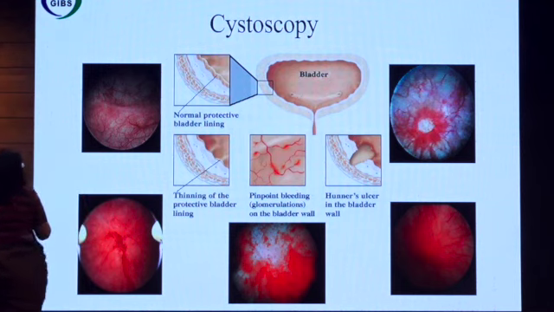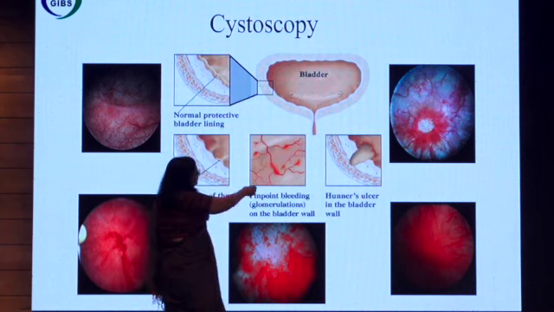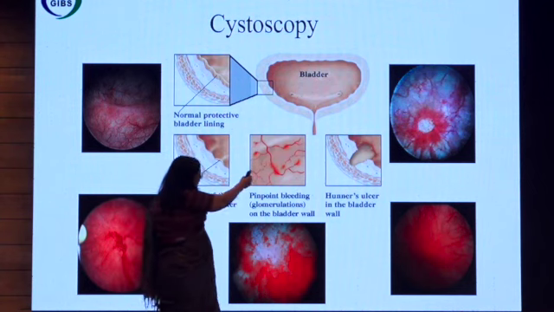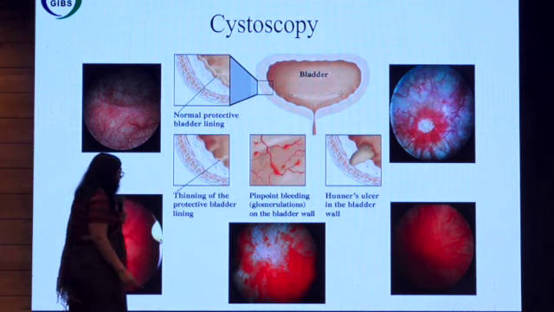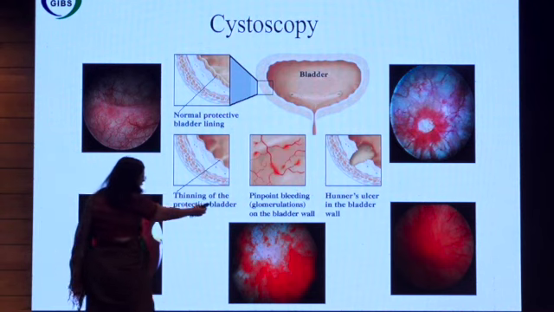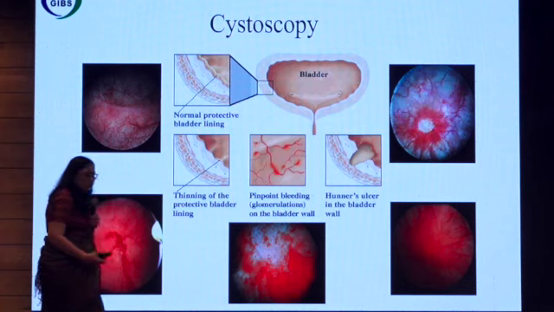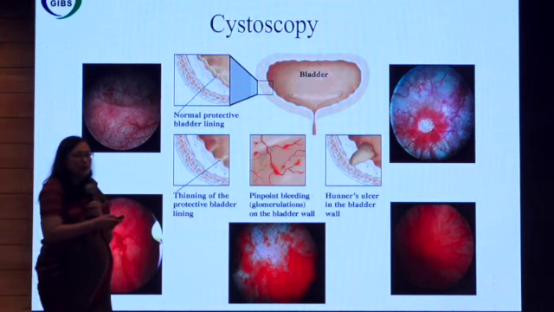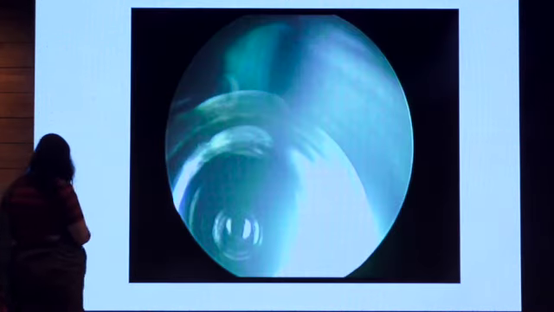As you can see, there could be multiple things, like here on the rightmost, there is an ulcer which is not good looking. These are the patients where we have to take a biopsy. Otherwise, these kinds of inflammation or glomerations, you probably don't need a biopsy to diagnose. It's a typical feature of a small bladder capacity. And I will show you one cystoscopy as well.